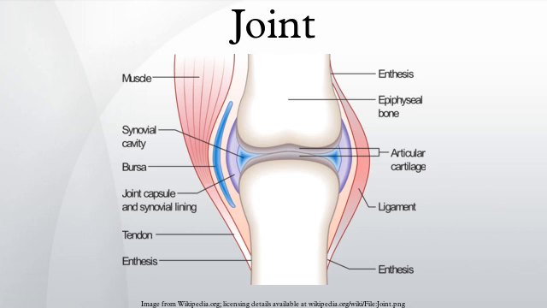A joint or articulation is the location at which bones connect. They are constructed to allow movement and provide mechanical support, and are classified structurally and functionally. Classification: joints are mainly classified structurally and functionally.